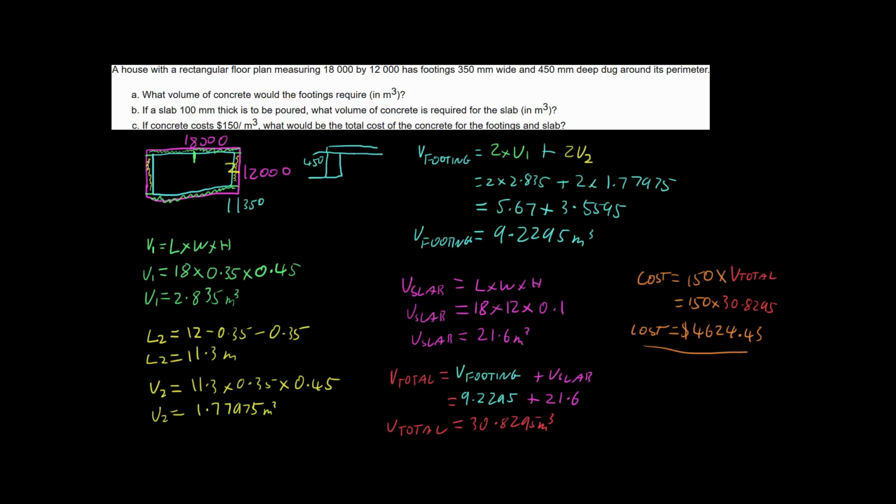So to work out the volume of the footings, we just work out the volume of that rectangular trench that is dug around the perimeter. Volume of the slab is just to find out the volume of a rectangular prism, that's the shape of the building, and then to work out the cost, we just add those together and multiply by the cost of concrete.